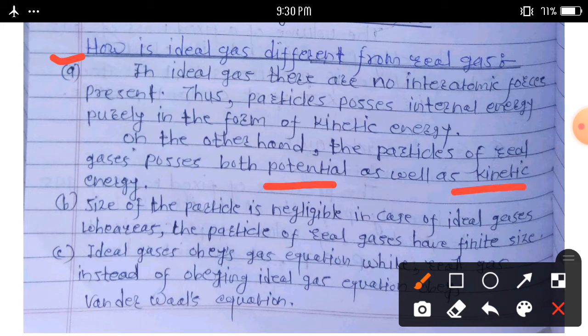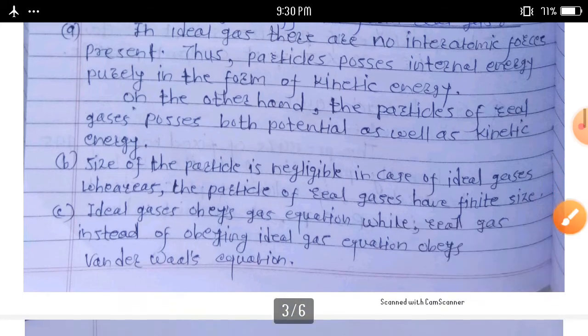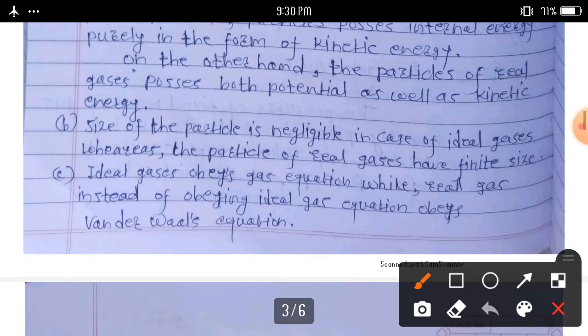Size of particle is negligible in case of ideal gases, whereas the particles of real gases have a finite size. This is another best point in how ideal gas is different from real gas. Size of particle is negligible in case of ideal gas. On the other hand, the particles of real gases have finite size.